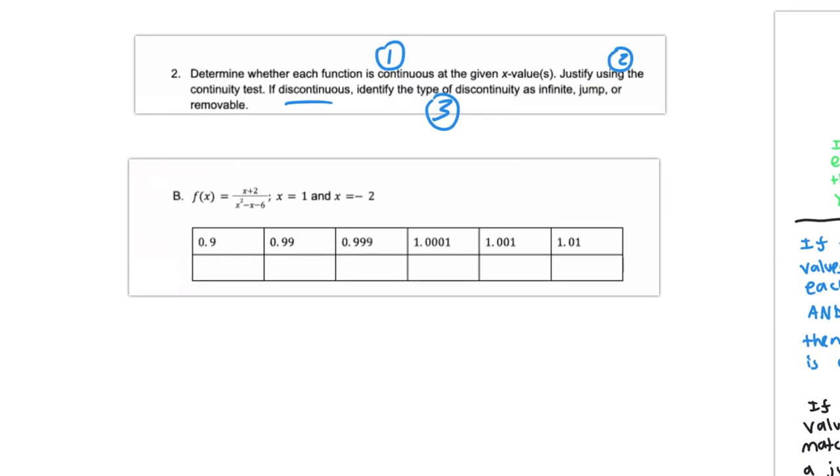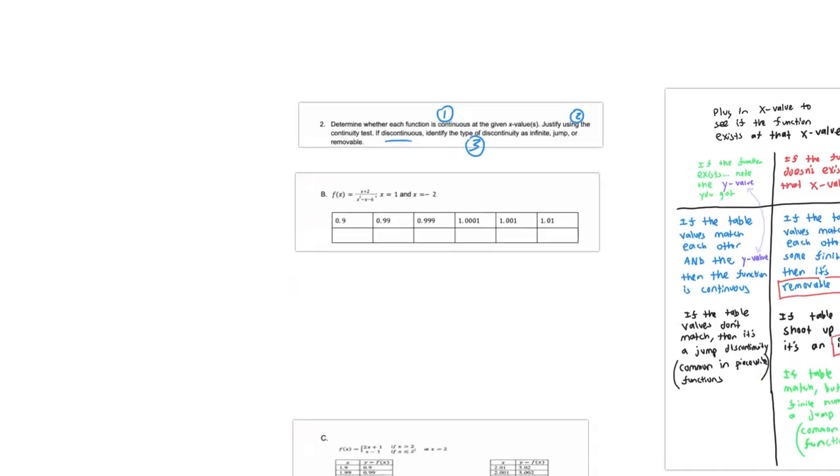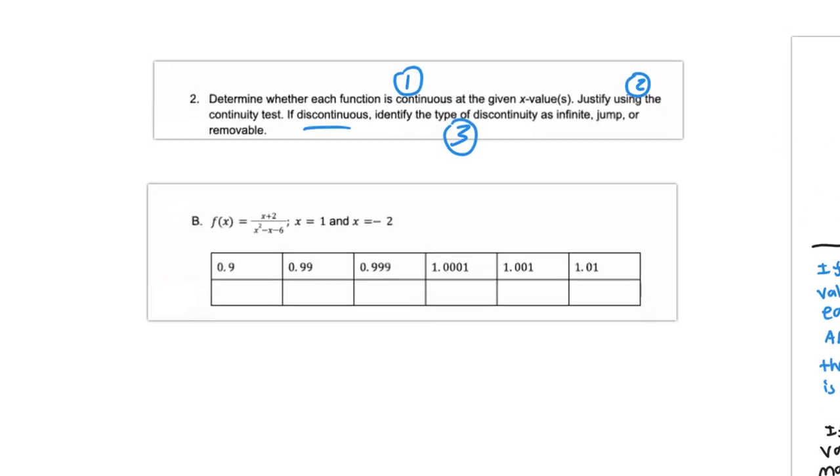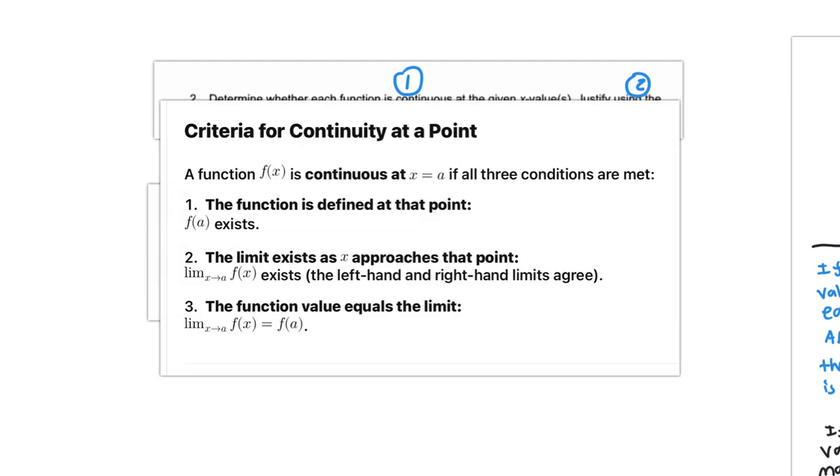So the criteria for whether or not a function is continuous is as follows. A function is continuous at x equals a if these three conditions are met. The function is defined at that point. In other words, if you plug in the x value of that point, you actually don't run into a problem. We're defined at that point. It doesn't result in a zero in the denominator or something.